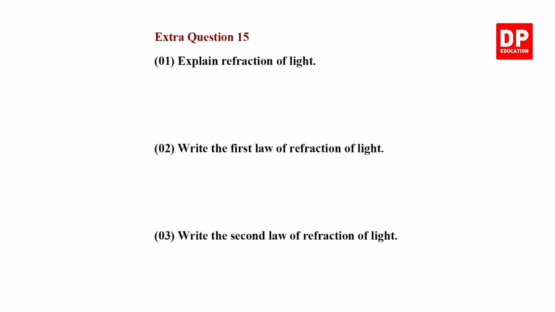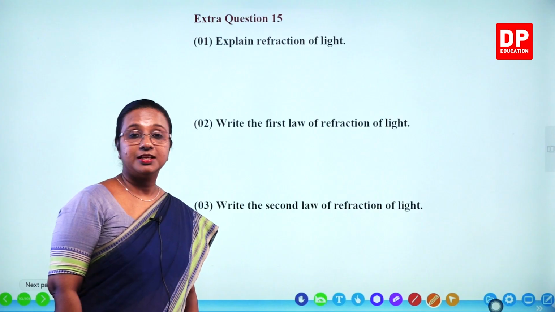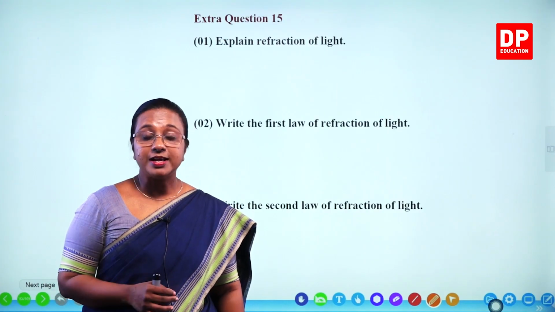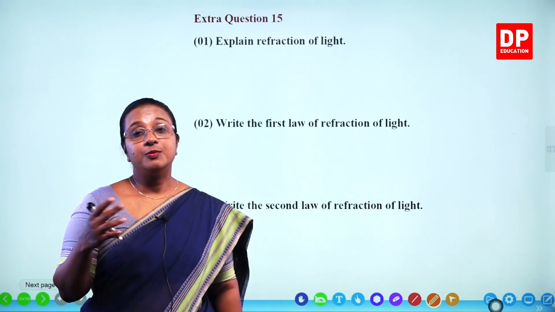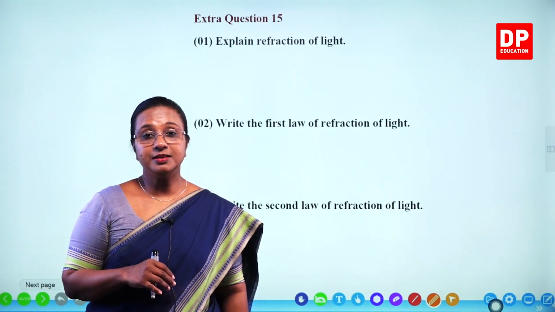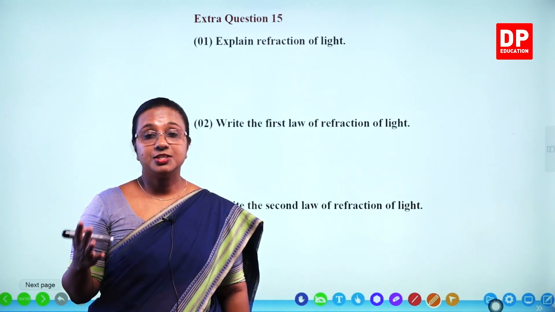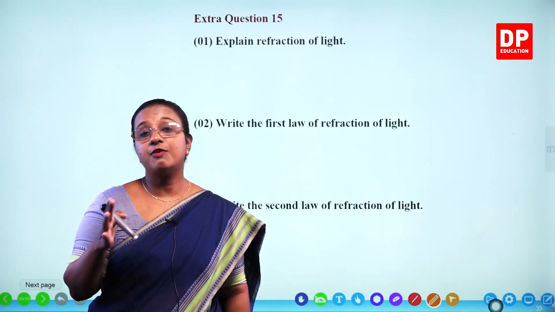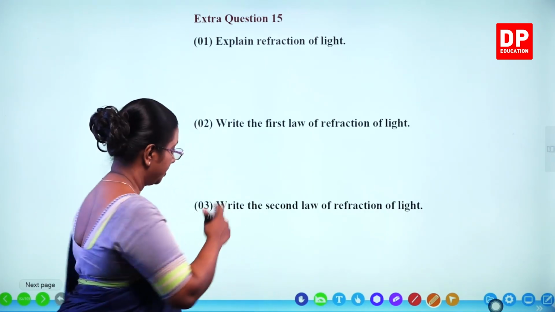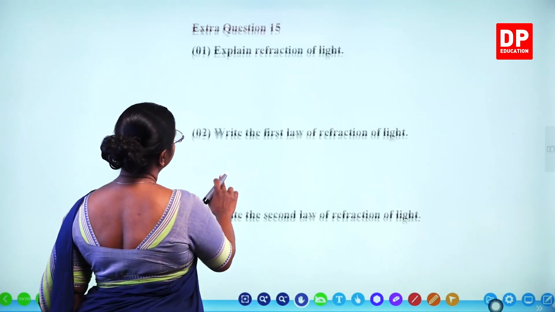Extra question 15. Explain refraction of light. You all know what refraction of light is. How do you write the answer? When light rays travel from one medium into another, the path of light changes, or they bend from their path, and that is refraction of light. So that is what you have to write here.